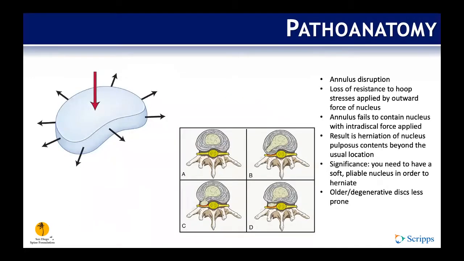And so the pathoanatomy, or what we think is going on with Mr. Jones and why he's having these complaints, is a disruption of the annulus with a loss of resistance to hoop stress. The annulus fails to do its job, which is to contain the nucleus, and the result is a herniation beyond the usual location. The implication of significance of this is that you need to be fairly young, and you need to have soft, pliable nuclei or discs in order to herniate. And therefore, older patients where the desiccation process has begun are less prone to developing this disease process, at least acutely.